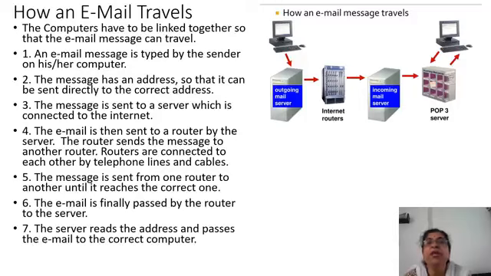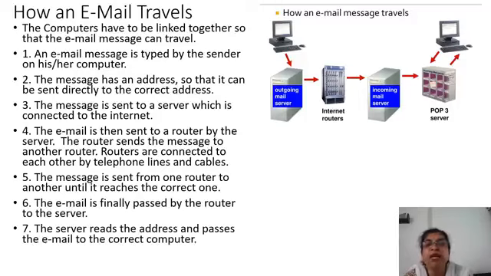The computers have to be linked together so that the email messages can travel. An email message is typed by the sender on his or her computer. The message has an address so that it can be sent directly to the correct address. The message is sent to a server which is connected to the internet. The email is then sent to the router by the server. The router sends the message to another router. Routers are connected to each other by telephone lines or cable lines. The message is sent from one router to another until it reaches the correct one.